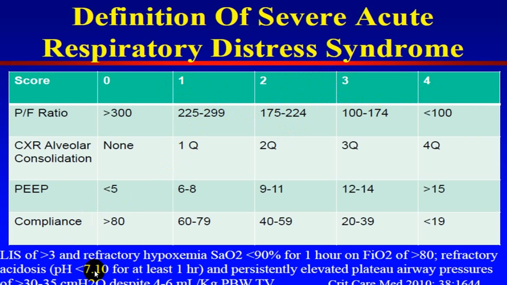So if this score is more than 3 and there is refractory hypoxia, SaO2 less than 90 for 1 hour on FiO2 of more than 80, then you call that a refractory. And in a similar way, there is a persistent elevation of airway pressure. Depending upon that, you label that as a refractory acidosis if the person has a pH less than 7.1 for at least 1 hour. So these are the different criteria which are being utilized for acute respiratory distress syndrome to group them into different severity varieties.